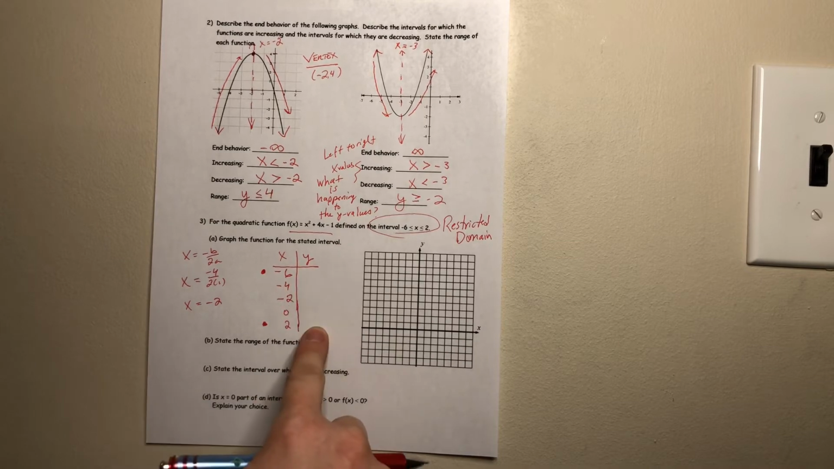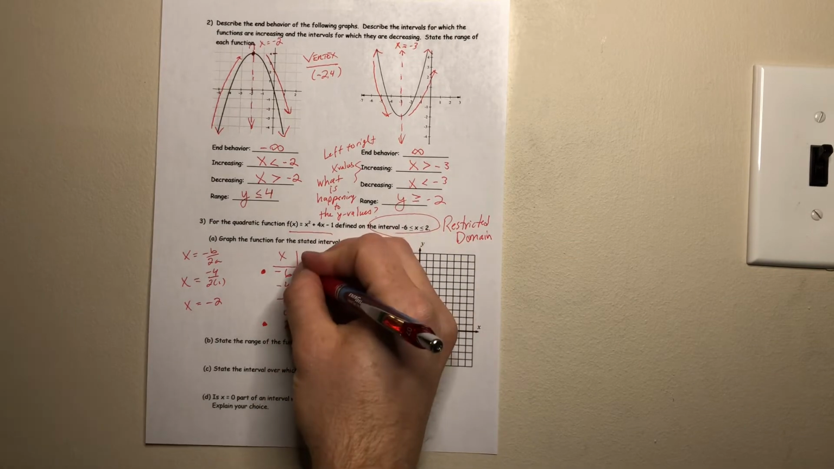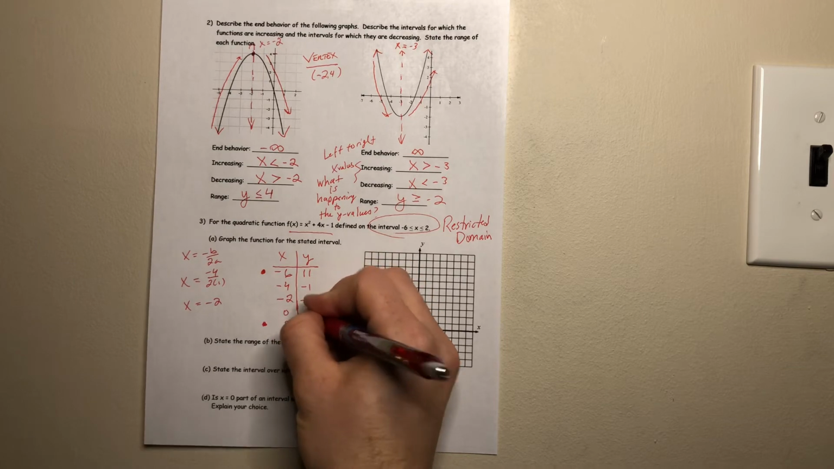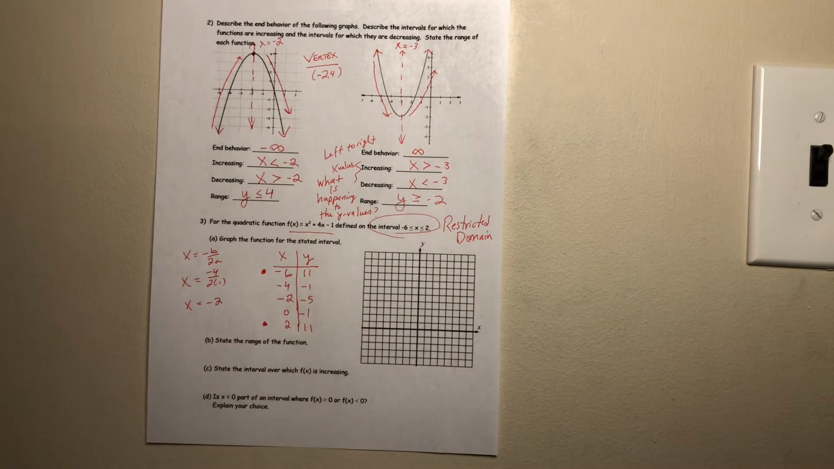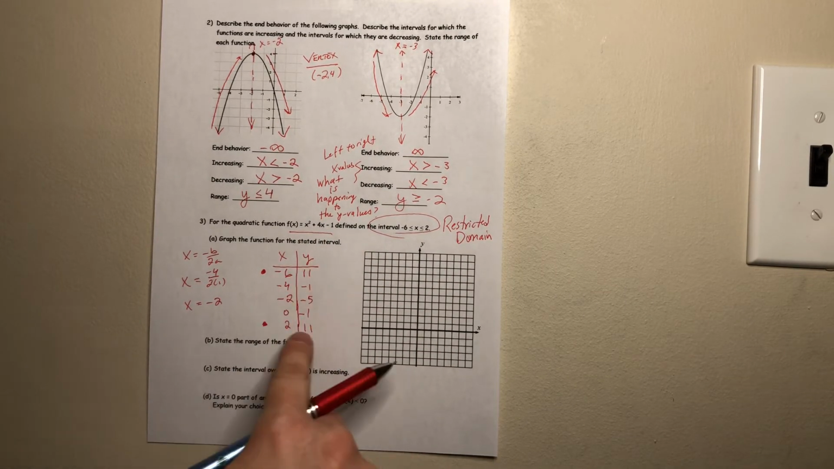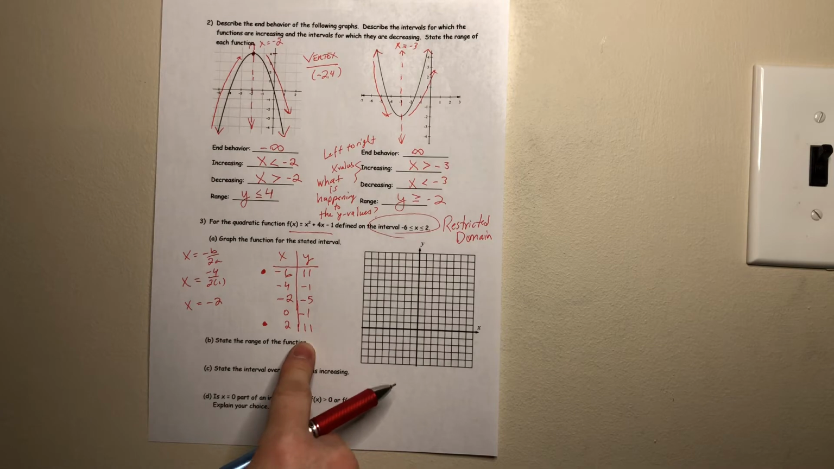All right, so let's fill this out from the calculator. It's going to be 11, -1, -5, -1, and 11. You should probably put this in your calculator, hit your table of values, and just confirm that these are the points that we're getting. And I'm going to go ahead and graph these points.